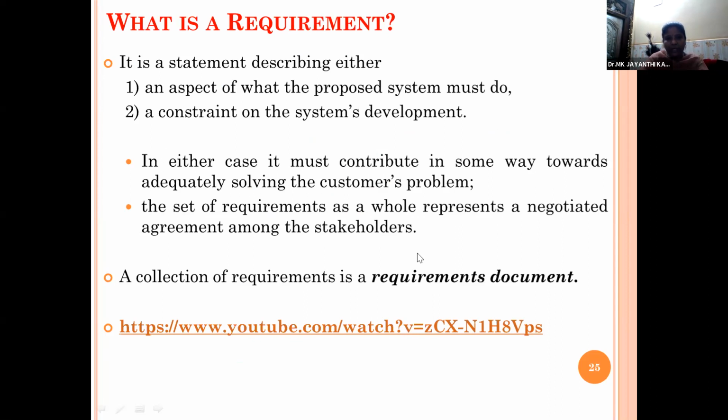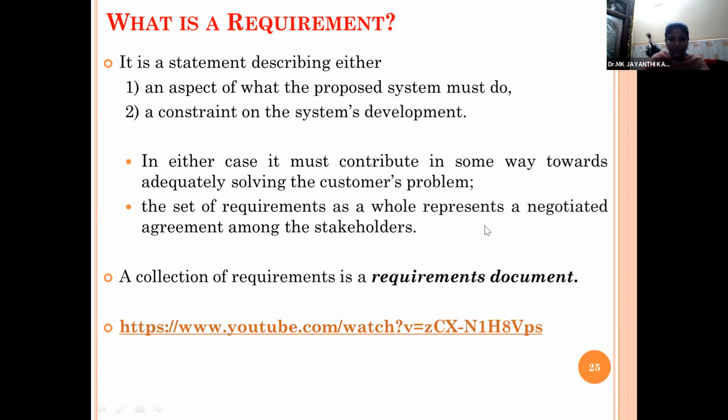A constraint on the system's development, the various constraints we are going to put into the system so that it will work by obeying the various rules and regulations. In either case, it might contribute in some way towards adequately solving the customer's problems. So your proposed system will solve the customer's needs in a particular way. The set of requirements as a whole represents a negotiated agreement among the stakeholders, so that it will fulfill the requirements of the various stakeholders or users of your project.